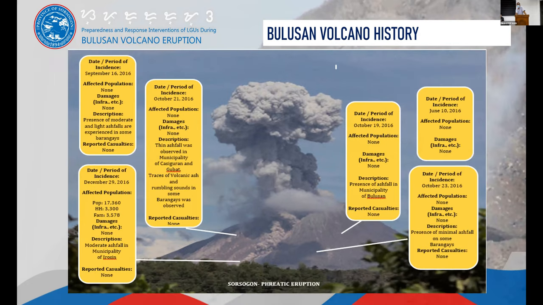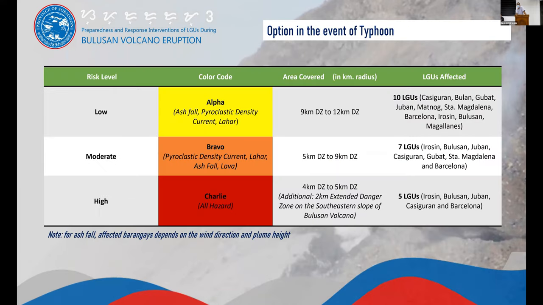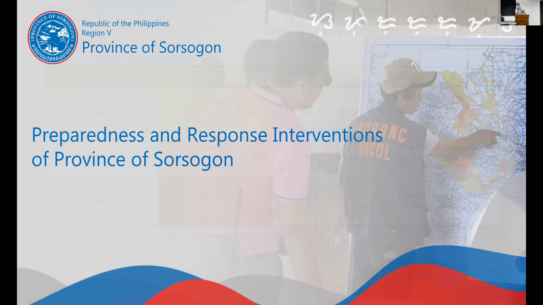Let's continue. This is the Alpha, Bravo, Charlie I mentioned earlier. This is the only difference of our presentation from Mayon Volcano, because we adopted DILG's three colors in operation listo: Alpha, Bravo, and Charlie. We differentiate the different effects and the different area coverage. That is always the difference. Next, this is the preparedness and response. Sir Ed is still there in our picture.